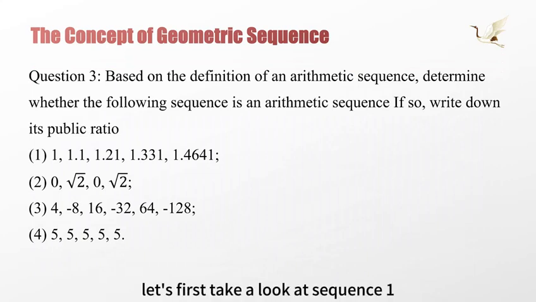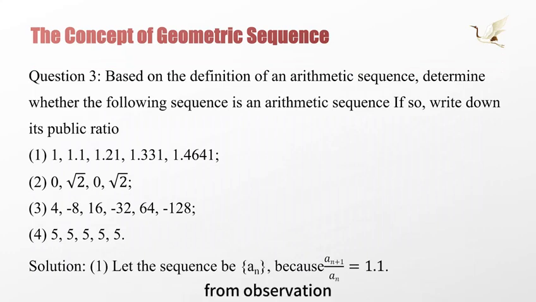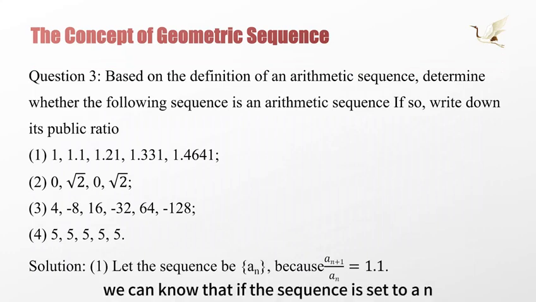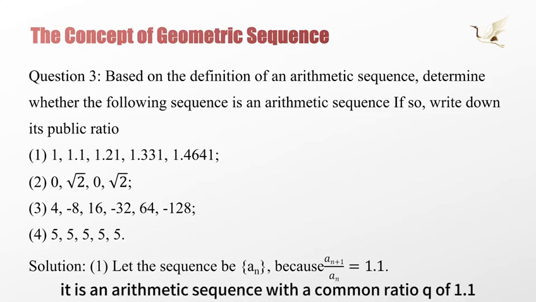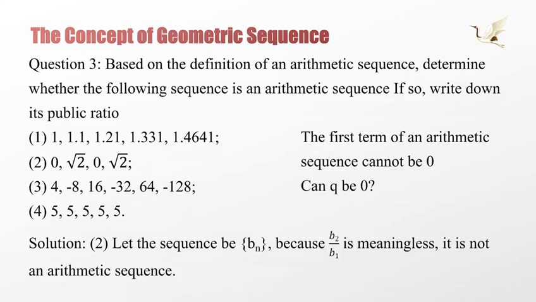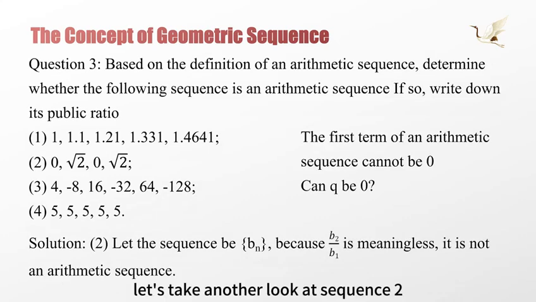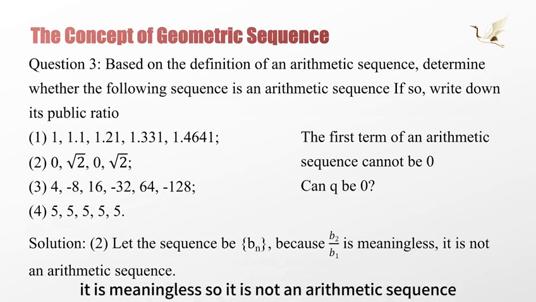Let's first take a look at sequence 1. From observation, if we set the sequence as a_n, then a_(n+1) over a_n equals 1.1, so it is a geometric sequence with a common ratio q of 1.1. Let's take another look at sequence 2. If we set this sequence as b_n, we will find that b2 over b1 is meaningless, so it is not a geometric sequence.